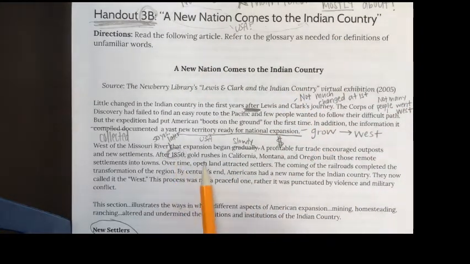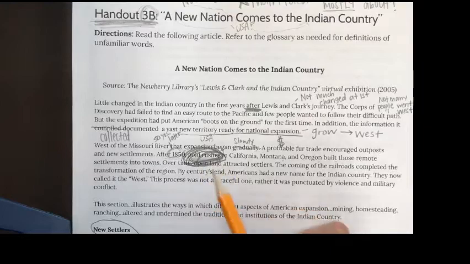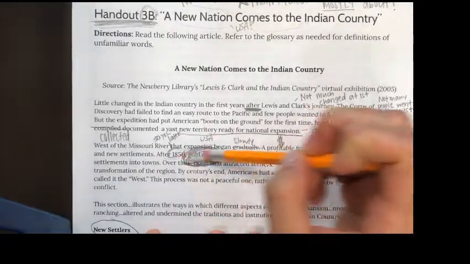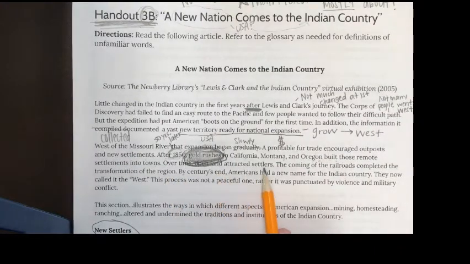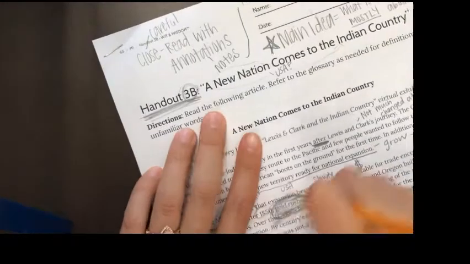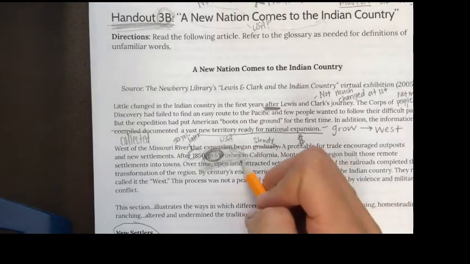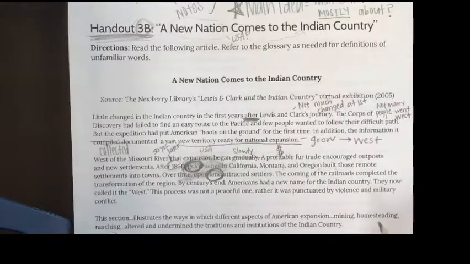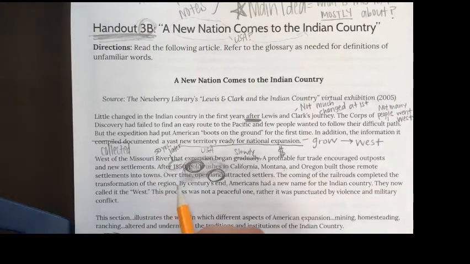After 1850, gold rushes in California, Montana, and Oregon built remote settlements into towns. So I'm going to circle gold because that's something that brought people to the West. People wanted gold. Over time, open land attracted settlers. Okay, so I'm going to erase this because I didn't circle that well. So one thing that brought people was gold. Another thing is land. The coming of railroads completed the transformation of the region.